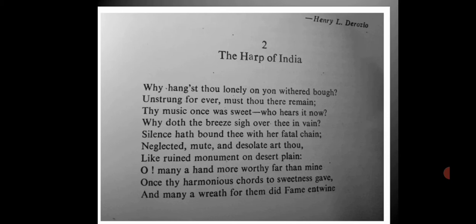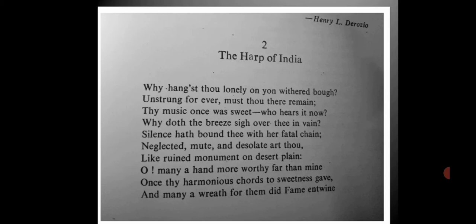What the poet presents in the very first 2 lines is a kind of moribund condition of Indian poetry, or in an extensive way, Indian culture. "Thy music was once sweet, who hears it now? Why doth the bridge sigh over thee in vain?" The poet says that the music, that means Indian English culture or Indian English poetry, was once harmonious. But now the breeze is still blowing over that harp, but it is producing nothing harmonious.